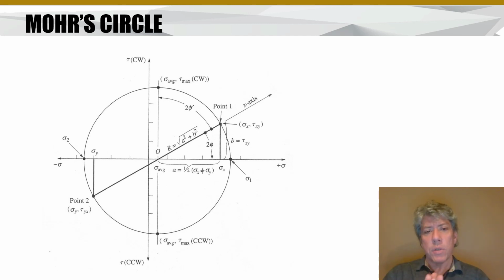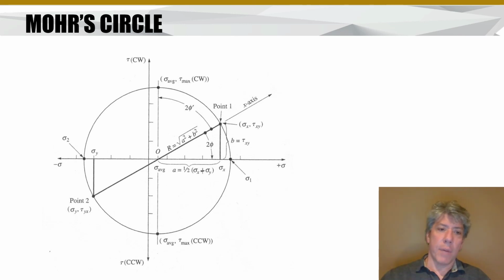The way you do it is you simply add not the absolute values of sigma x and sigma y, but their actual values. So we said sigma x is 4, sigma y is -3. The sum of those is simply 1. 1 cut in half would be the average normal stress. So the location of the center of our circle is marked sigma average. And then the hypotenuse is just the square root of the sum of the squares, right? So it's just the square root of a squared plus b squared.